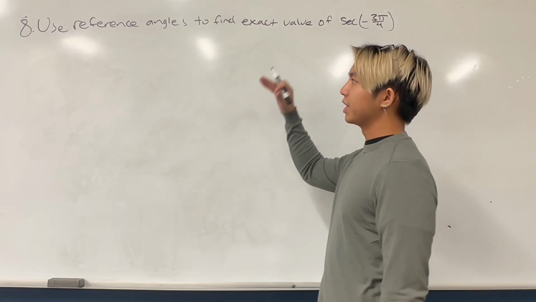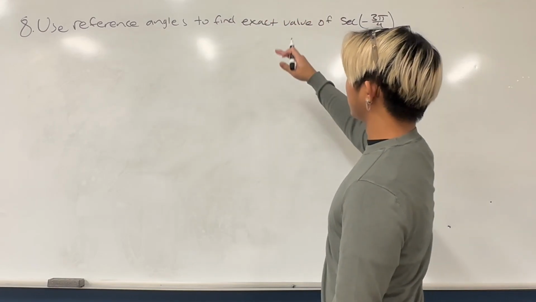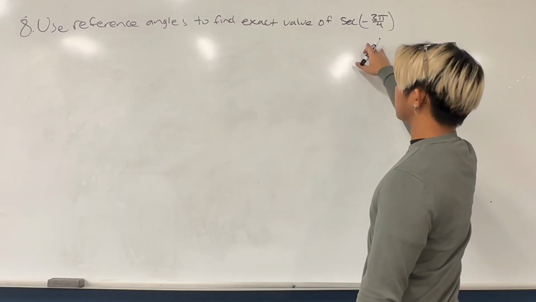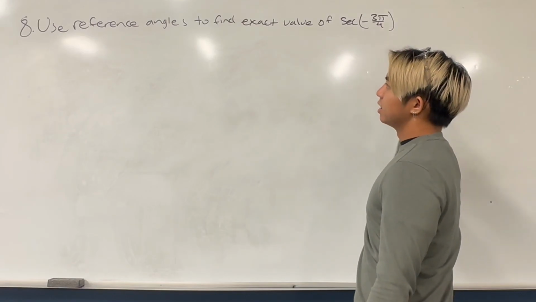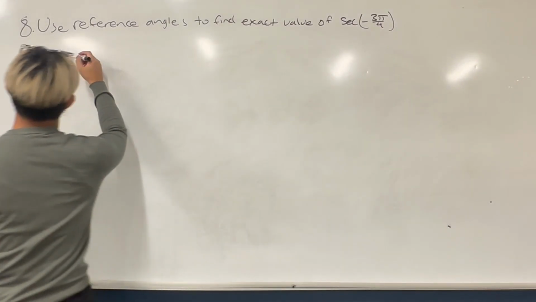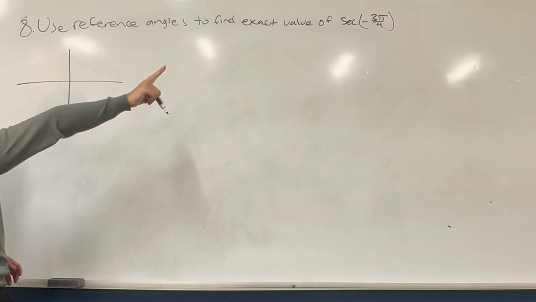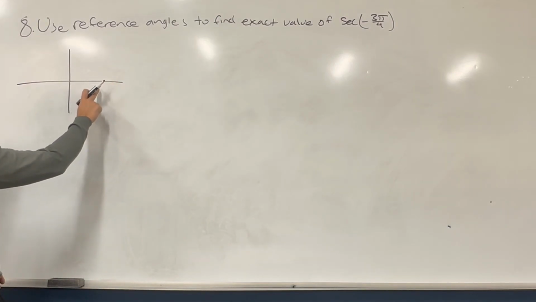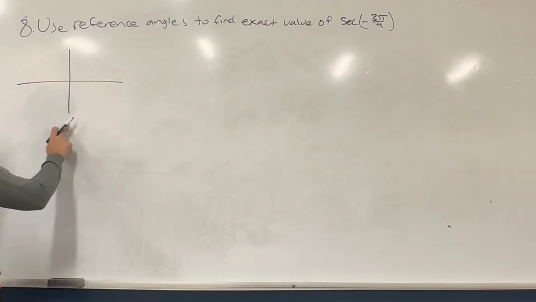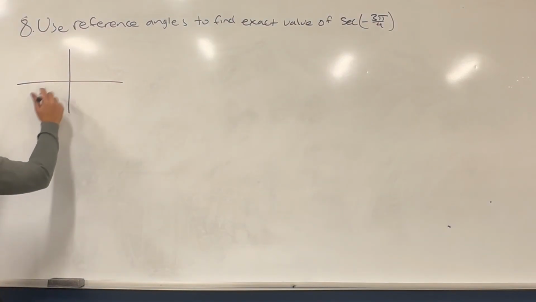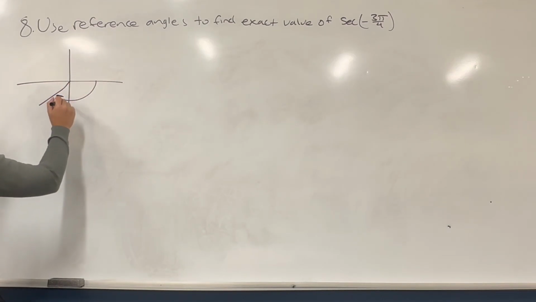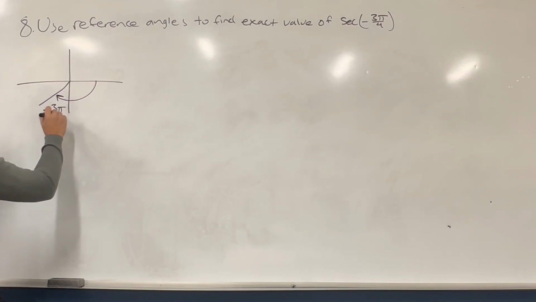Okay, so for number 8, we have use reference angles to find the exact value of secant of negative 3 pi over 4. So the first step I want to do is to find where this angle lands. So I'm drawing a unit circle. We have negative 3 pi over 4. So it goes negative pi over 2, and then negative 3 pi over 4. So something like this.